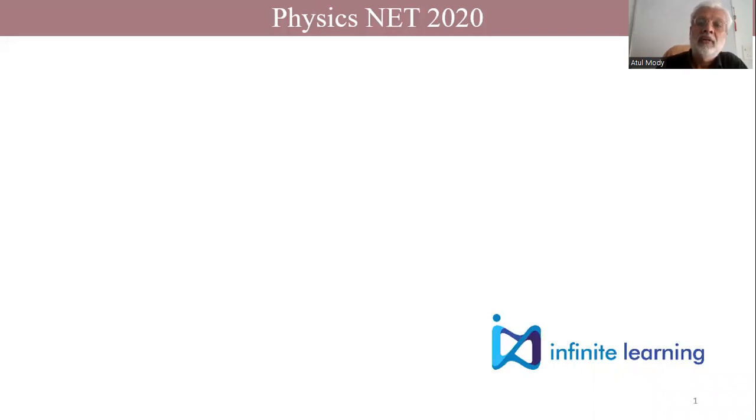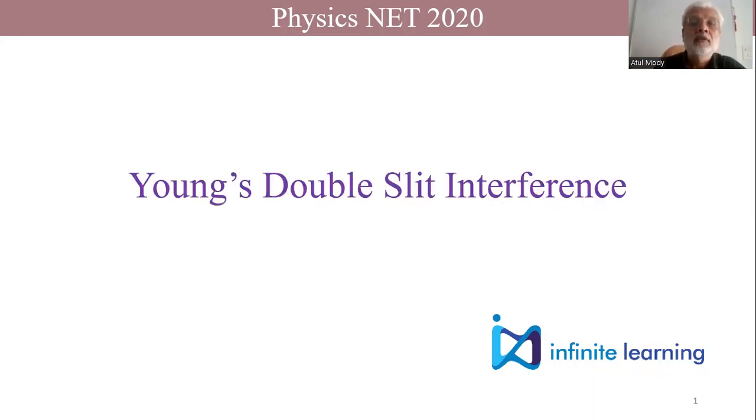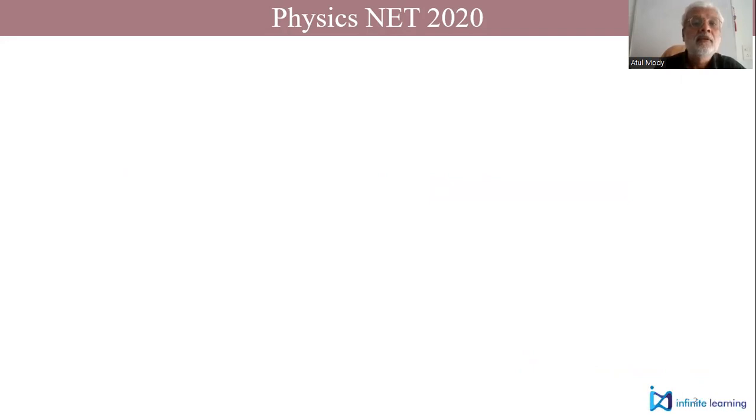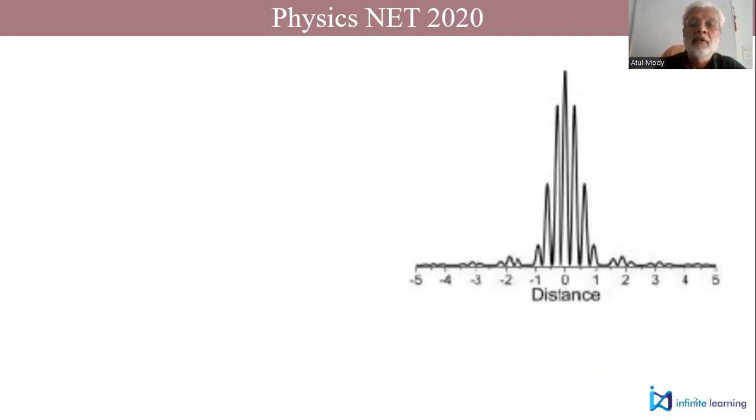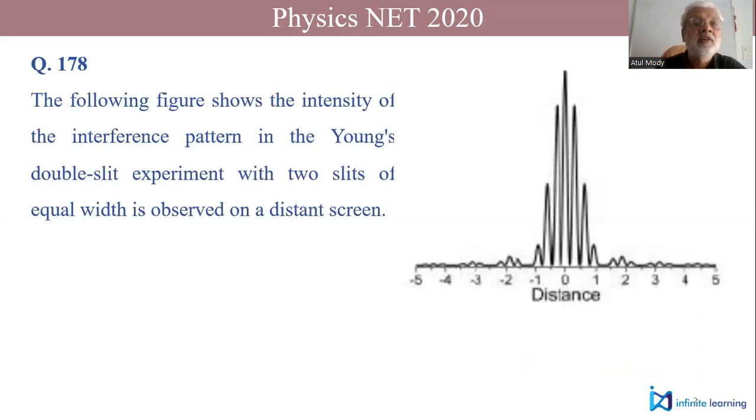Hello. In this video, we are going to discuss one of the problems from the Physics NET 2020 exam, which is on double slit interference. Code for the question is 178.